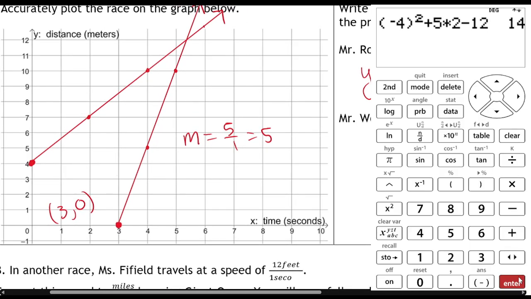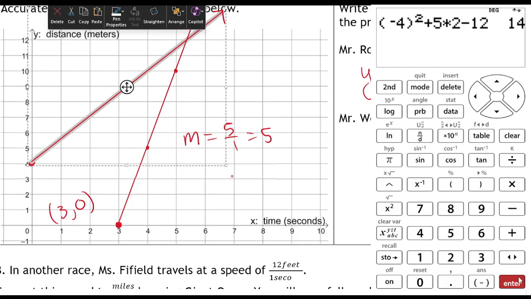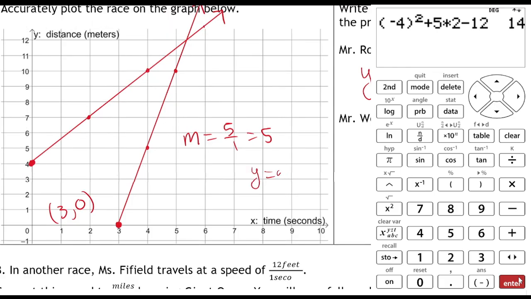We just spent a bunch of time talking about this on the very first problem, so let's just use it. We know that this is not a vertical line, so we can write it in the format y is mx plus b. We know m is the number 5, and we also have a point: x is 3 and y is 0 is a legit point that we know exists on the graph because he doesn't move for 3 seconds. At 3 seconds, he starts moving, and he's 0 meters from the starting line at that moment.